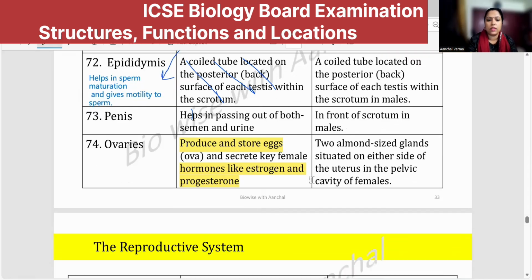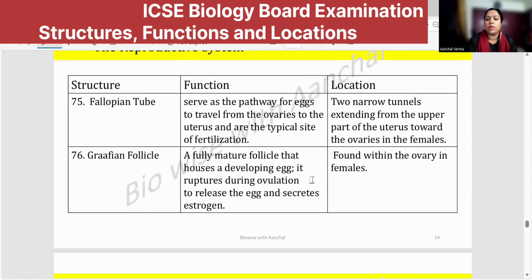Then moving to the next. Fallopian tube. It serves as a pathway for the egg to travel from the ovaries to the uterus and is a typical site of fertilization. Very important, typical site of fertilization. Then, what is the location? Two narrow tunnels extending from the upper part of the uterus towards the ovary in the females.